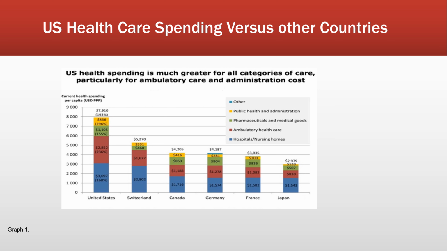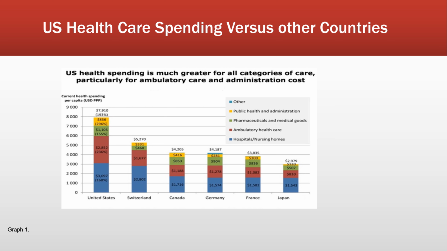So in U.S. healthcare spending versus the other countries, you can plainly see that the U.S. is dominating all other countries almost by half as much. And the three other countries that I'll be concentrating on will be Canada, Germany, and Japan.